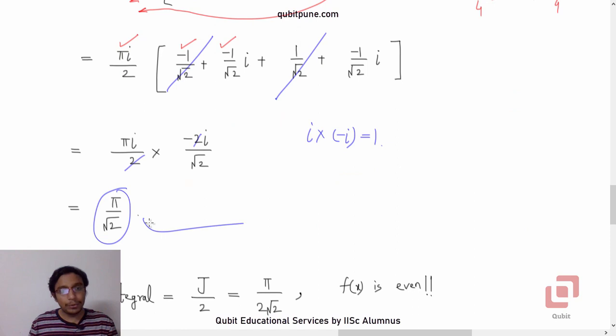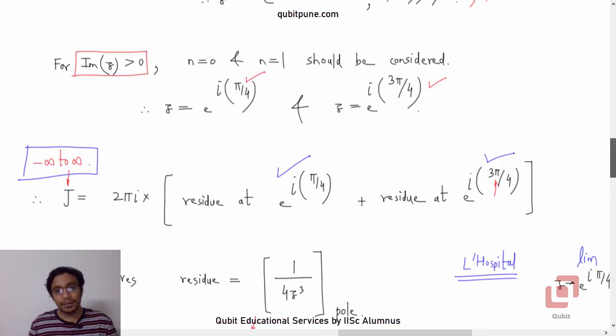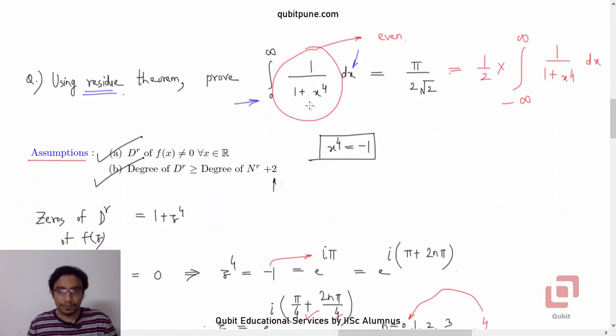And due to the even parity of the function f of x, the given integral will be J upon 2 as discussed earlier, which is pi upon 2 root 2. And is it what we wanted to prove? Yes, the integral is pi upon 2 root 2.